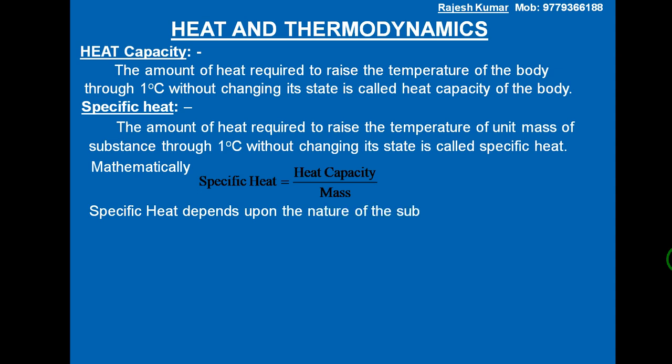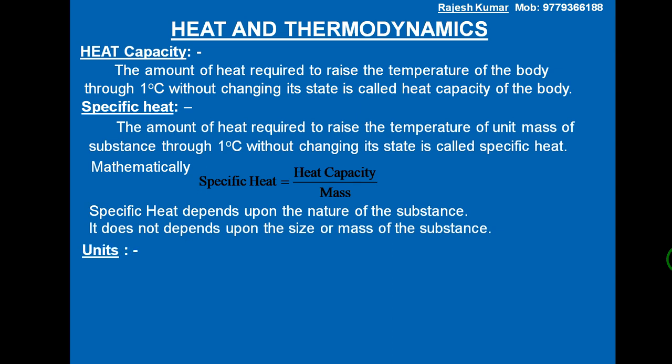Specific heat depends upon the nature of the substance. It does not depend upon the size or mass of the substance. Now units of specific heat: in SI system, the unit of specific heat is joule per kg per degree Celsius. In CGS system, the unit of specific heat is erg per gram per degree Celsius.